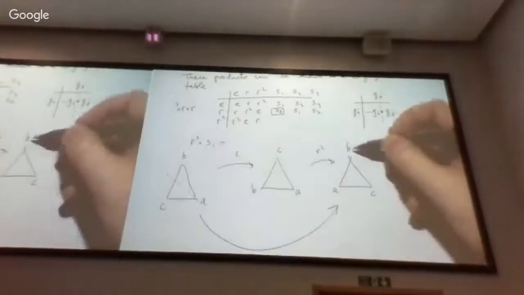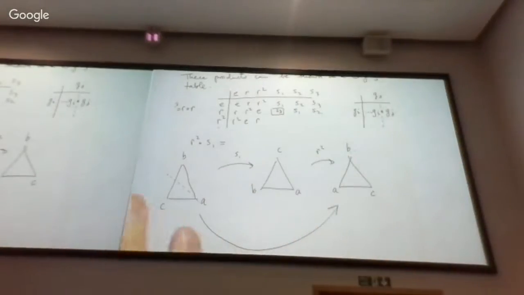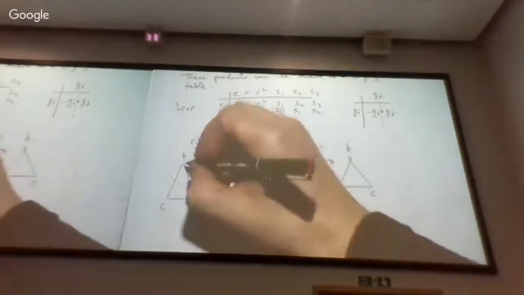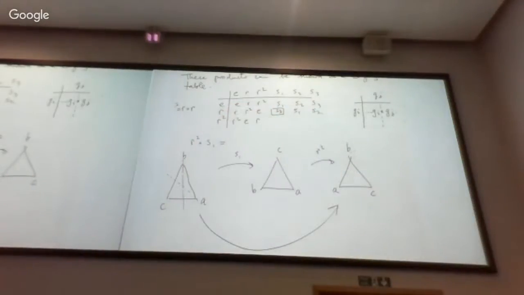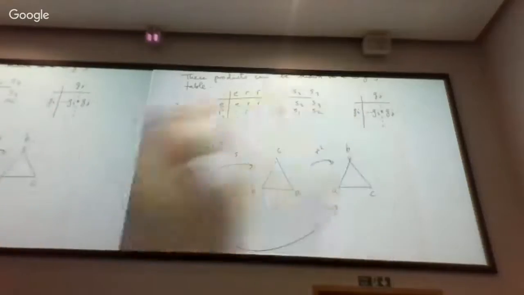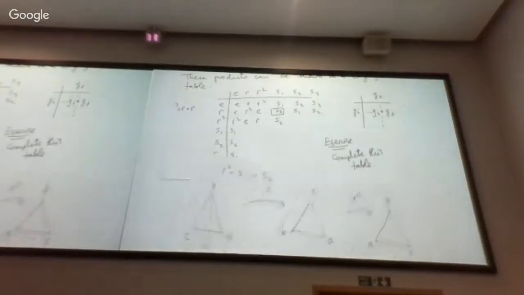And you see that the vertex B has stayed where it is, and the vertices A and C have swapped position. So this composite transformation is clearly reflection in this axis of reflection, that long dashed axis. And by the way we set up the notation, that was S2. This was the reflection axis of S2. So that explains why S2 goes in this entry. R squared after S1 is the reflection S2. So by examining the individual compositions like that, you can see what the rest of the table is.